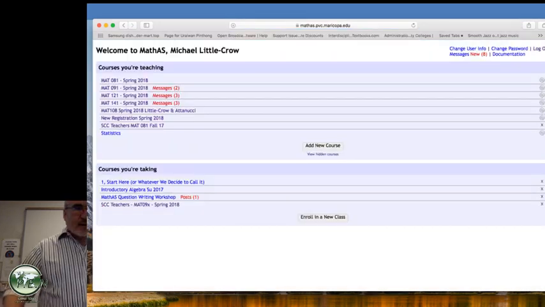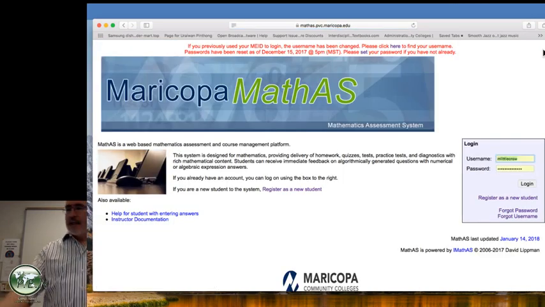So let me log out. The last two pages of the syllabus are the instructions for how to register for MathAS. If you don't have an account, you can register as a new student. You fill out that information. It sends an email to the email address you give it. Then you click on that link and it verifies that it works. So then it comes back here, and you go ahead and log in.